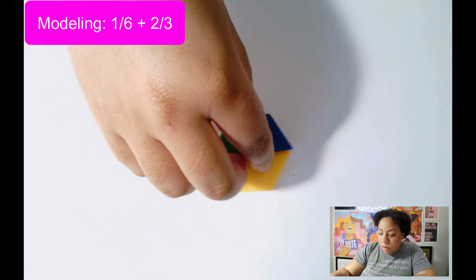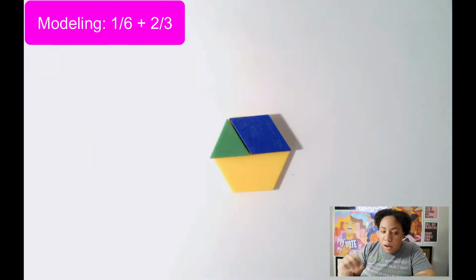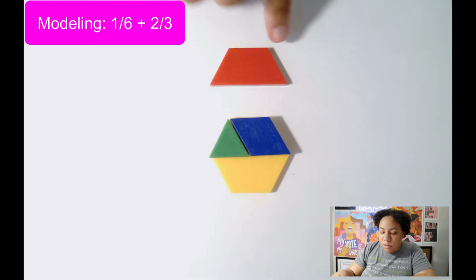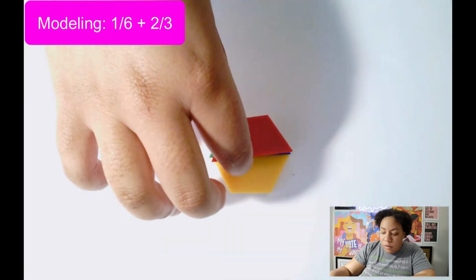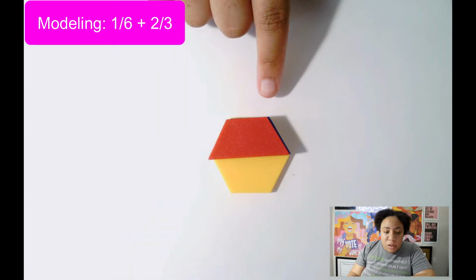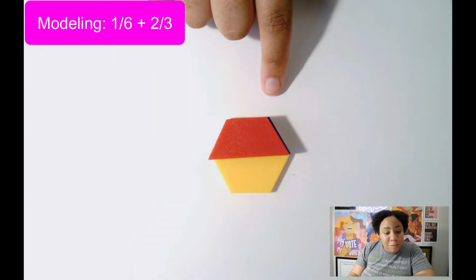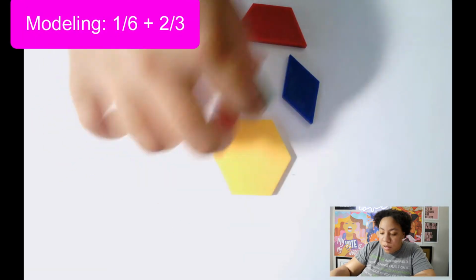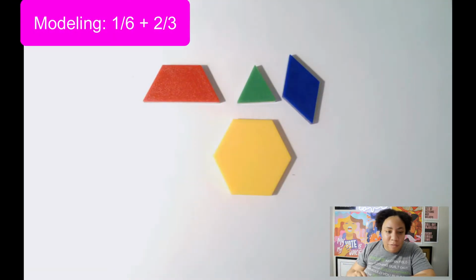And if you take a look at this, you're adding a 6th and a 3rd together. You're going to ask students, okay, what does this look similar to? And what it looks similar to is this trapezoid. You can literally lay this on top of it and then ask them, what does this trapezoid represent? Well, this trapezoid represents a half. So when you add a 3rd and a 6th, you get a half.